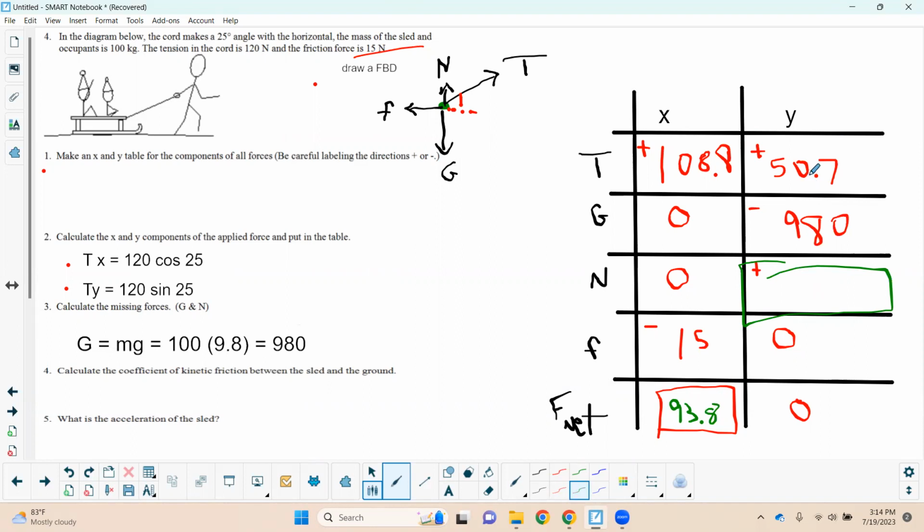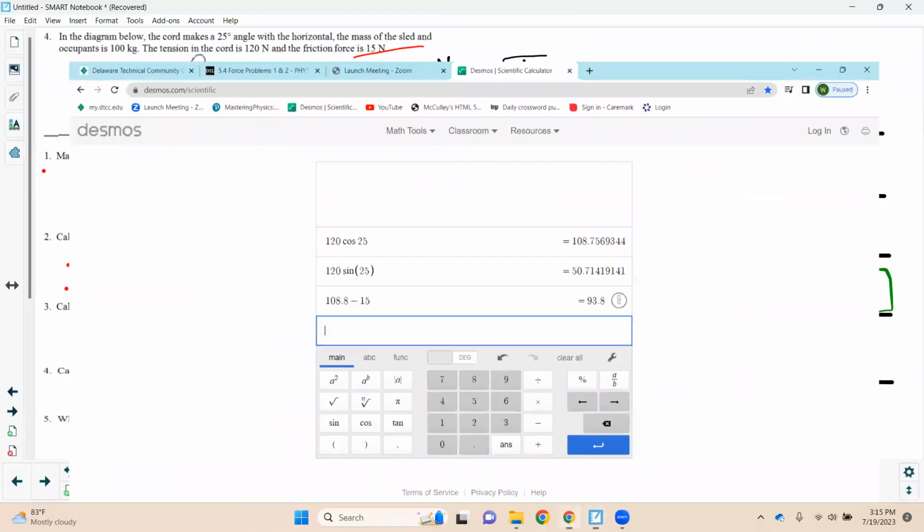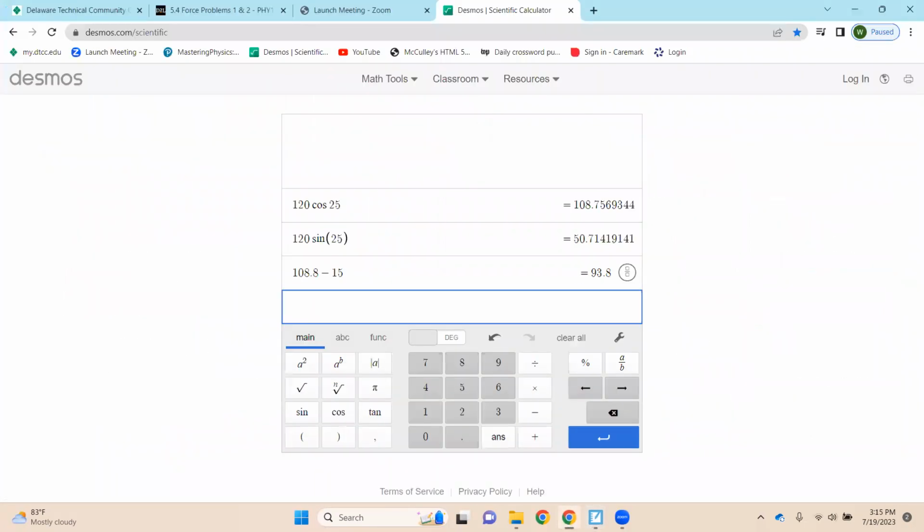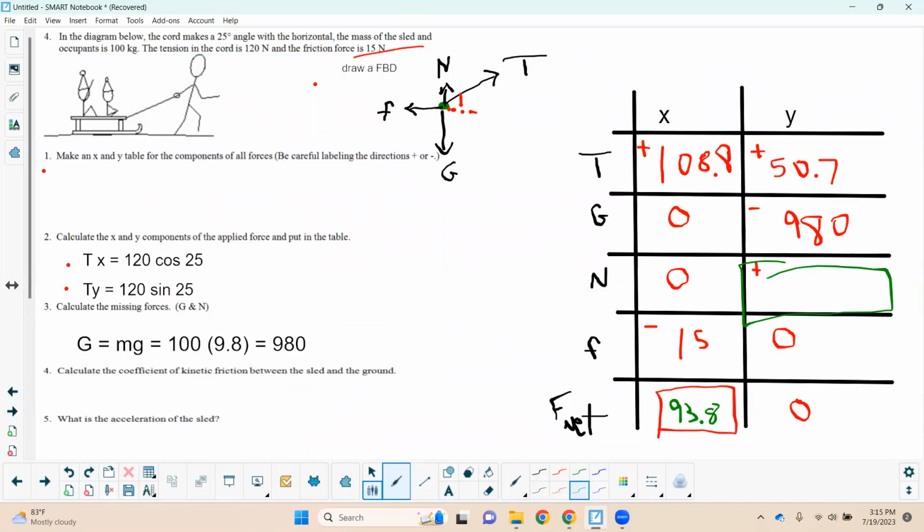Okay. And I have 50.7 going up and 980 going down. I need to know how much this normal force has to go up to actually balance this out. So I'm going to put those two together. So it's 50.7 plus a negative 980. And that's 929.3 going down. Like if it was just those two, that would be the net force going down. So we need the reverse of that going up to get it to go to 0. So we need 929.3 going up. So this number here is going to be 929.3, and it's in the positive direction. So those are all the boxes in the chart.